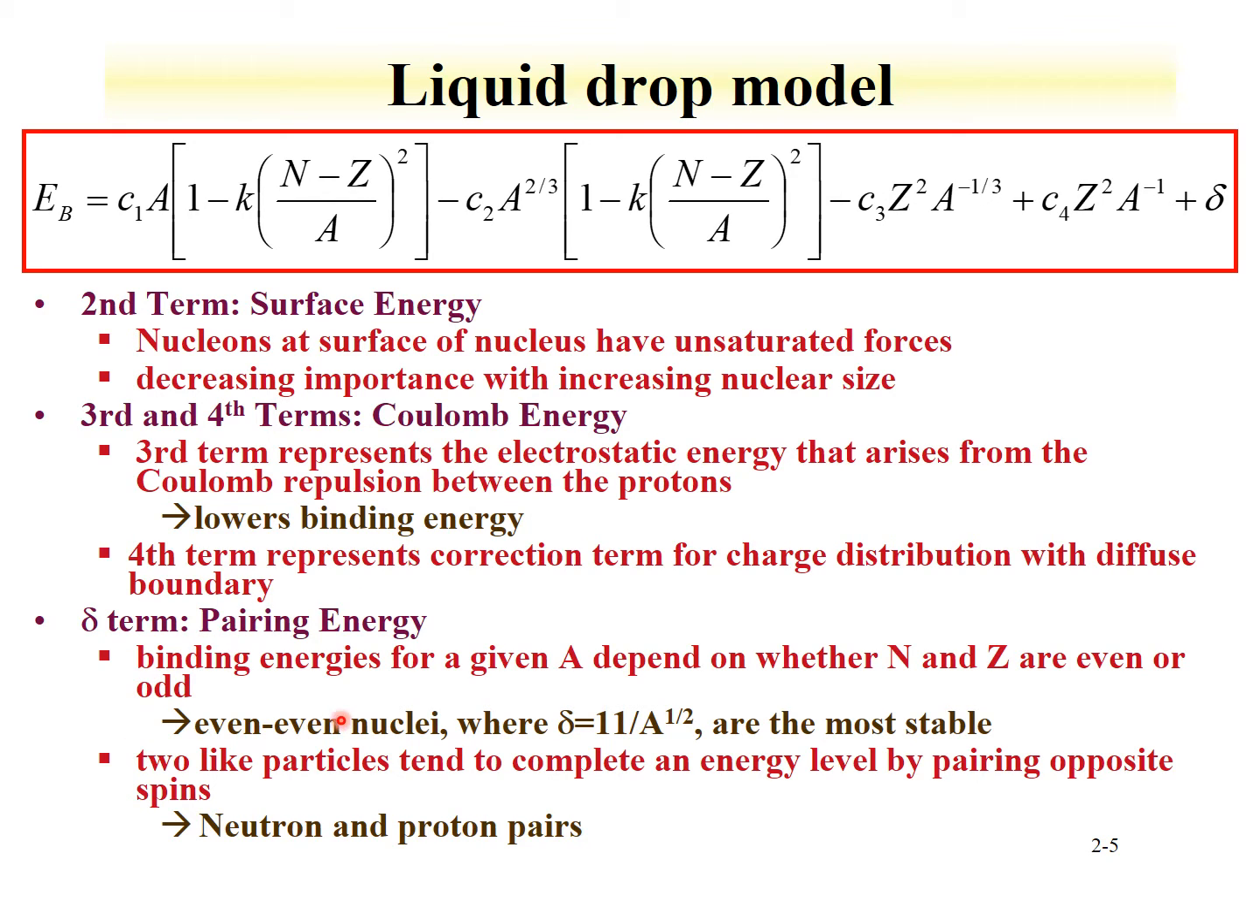And two like particles tend to complete an energy level by pairing in opposite spins. So neutron and proton pairs, that's where some of that pairing information comes in. So again, it's kind of a correction. It's a little bit more complex than drops of water, but it is taking data that was measured for the binding energies, which again come from the masses for isotopes, and applying them to this model.